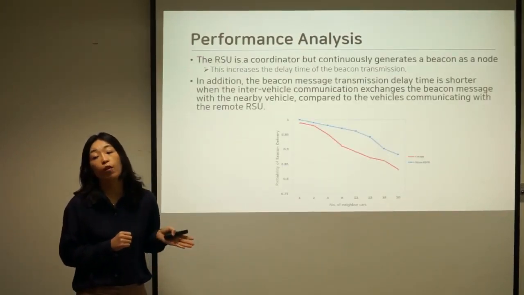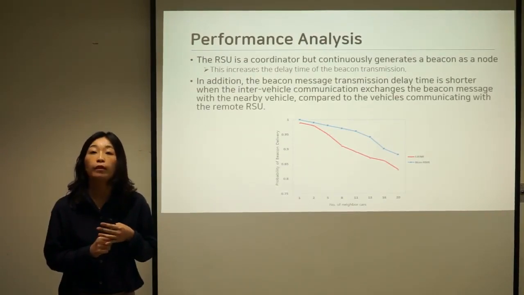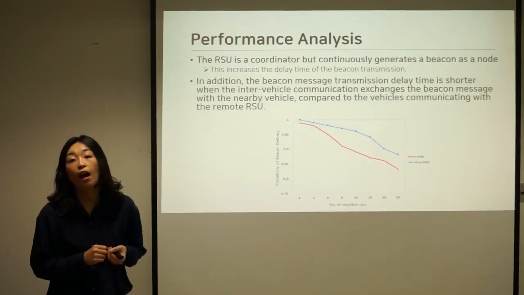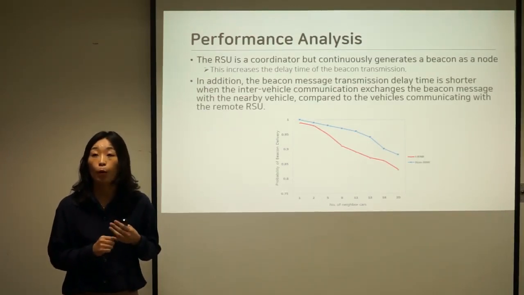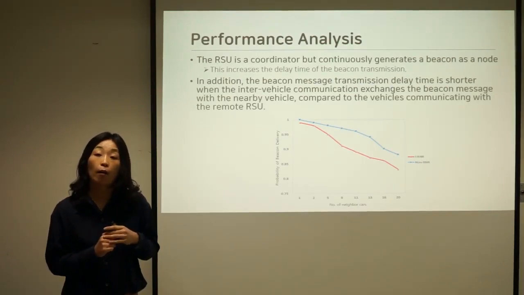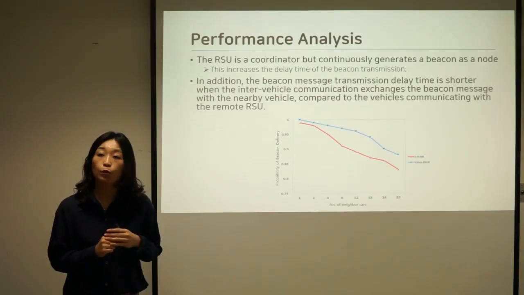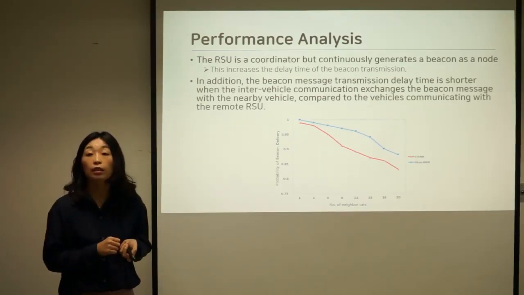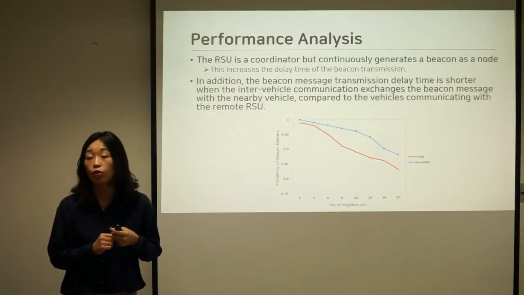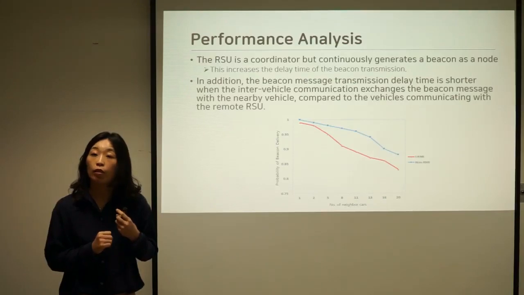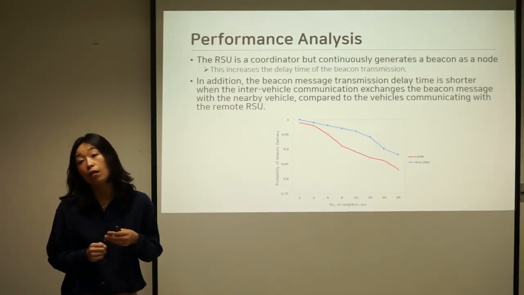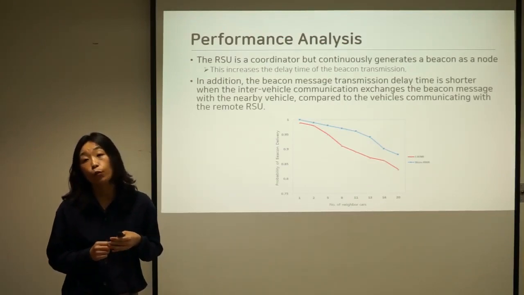Here shows the probability of beacon delivery as the number of neighbor cars varied from 1 to 20. RNR has a higher beacon transmission probability than non-RNR. The RSU is stationary, but contributes to generating beacons as a node. This increases the beacon transmission delay time. In addition, beacon message transmission delay time is shorter when the inter-vehicle communication exchanges the beacon message with the nearby vehicle, compared to the vehicles communicating with the remote RSU.